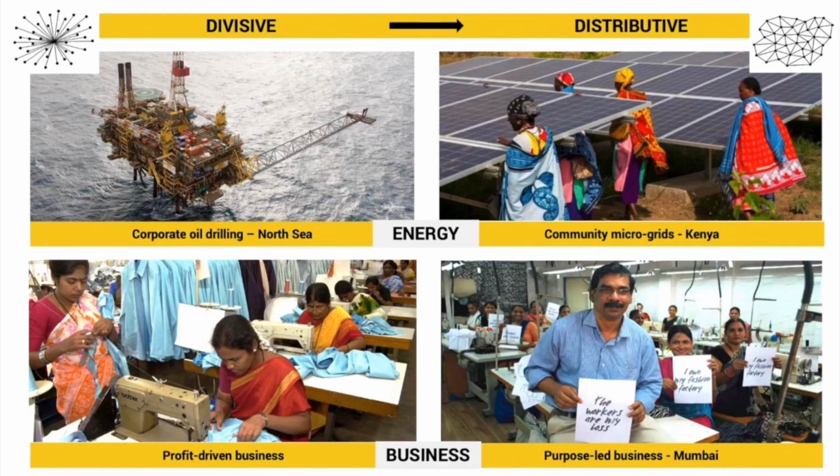Likewise, the small and micro industries which are profit driven only focus on profit. They do not focus on the welfare of the people. They are divisive in nature. Whereas the purpose-led businesses in Mumbai focus on something beyond profit, like employment or giving some aim for the people to live on. So it's a distributive principle.